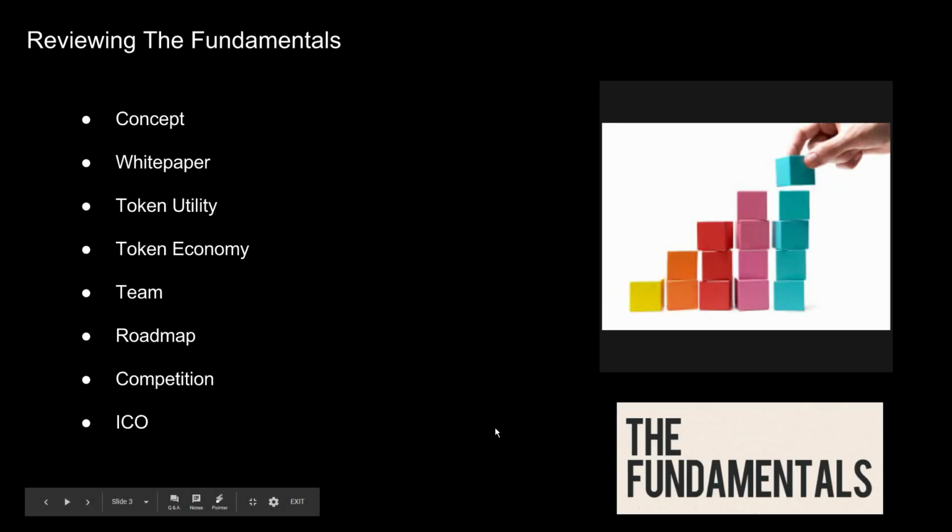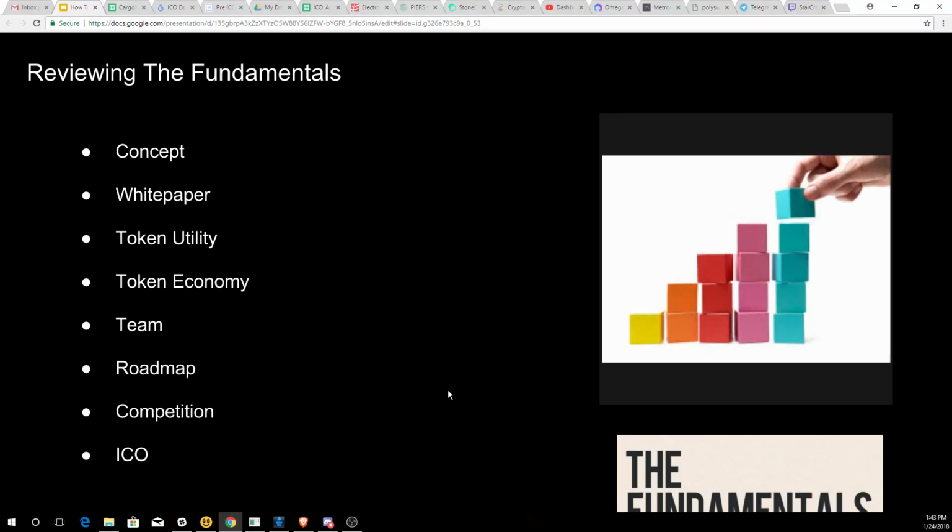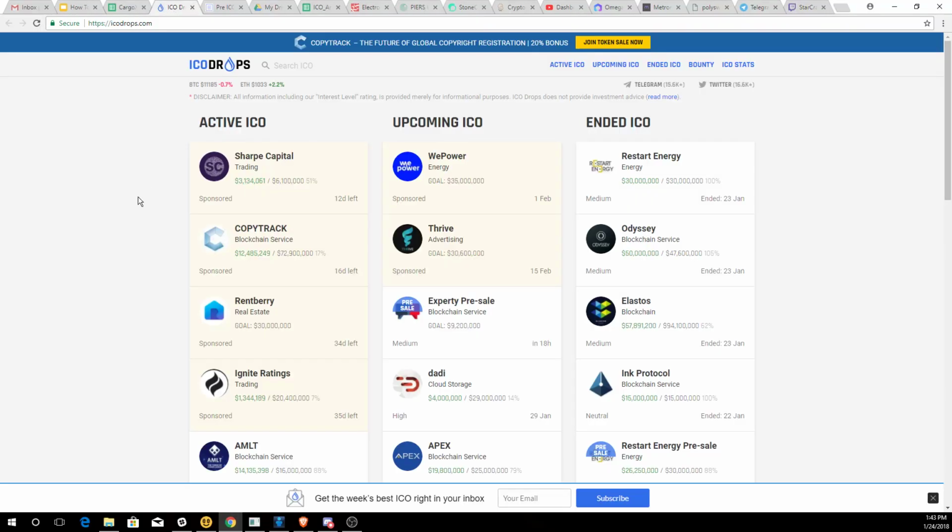So to start off, with any particular ICO that you're looking at, you want to review the concept first. And when you're looking at the concept, you want to make sure that it hasn't been done 100 times already, that what they're really trying to do is something unique, or they're adding a twist to something. And if they are doing those things and it all looks good, then you can move on to the white paper. As an example, I'll show you over here.